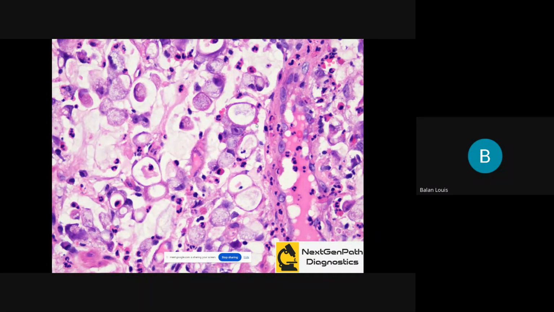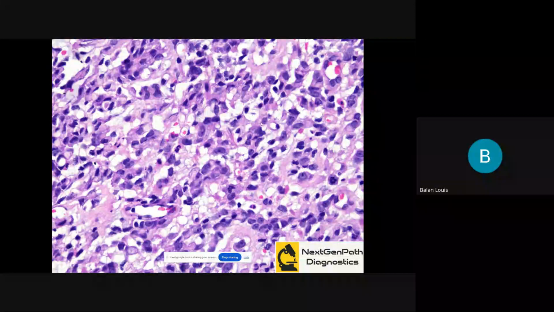Sometimes you may have this type of signet ring kind of cell with intraluminal cytoplasm. This is an example of a signet ring cell adenocarcinoma. Sometimes you may not find the typical signet ring cells, and you have this kind of poorly formed glandular architecture. This is a type of poorly differentiated adenocarcinoma.